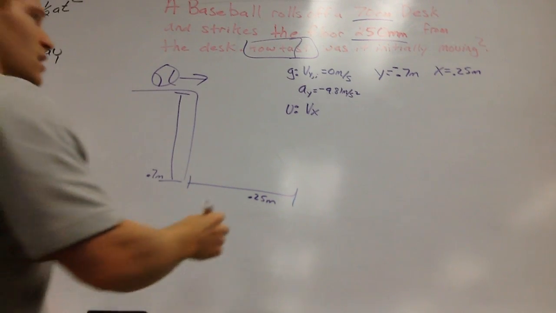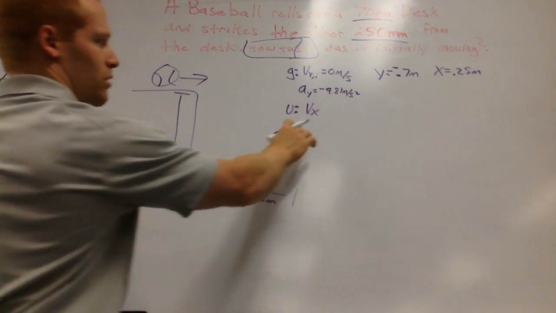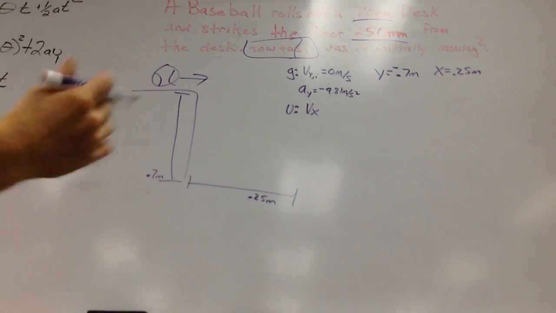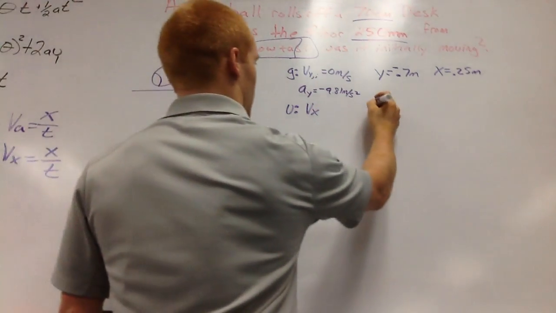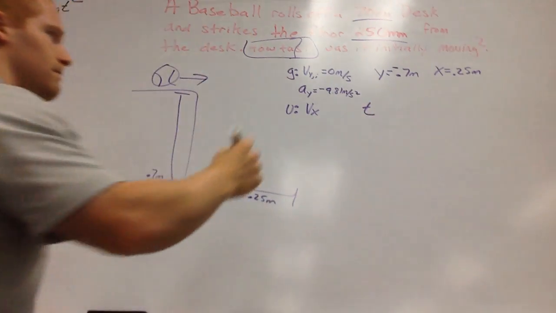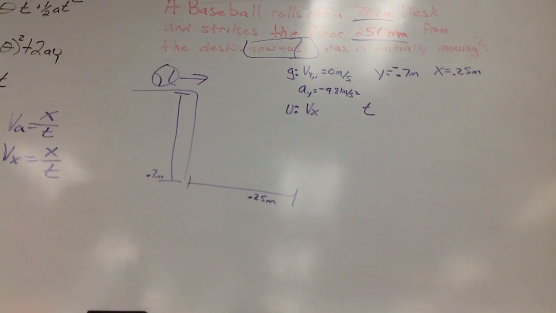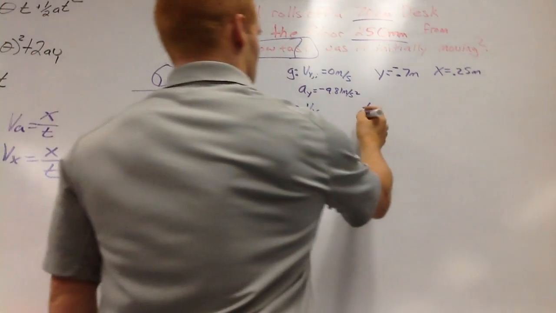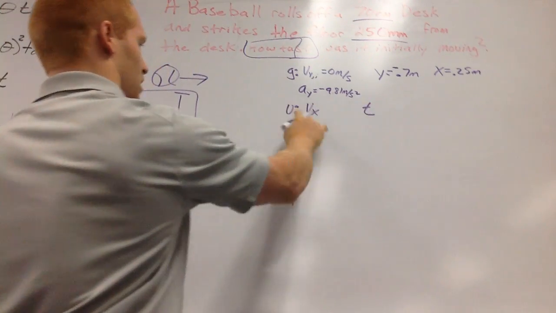for Vx. We won't be able to do an equation with this, and so what that means is we're going to have to solve for something else, which we're going to choose time. We can solve for time, and then we'll be able to solve for Vx. So we're going to solve for time and then Vx.